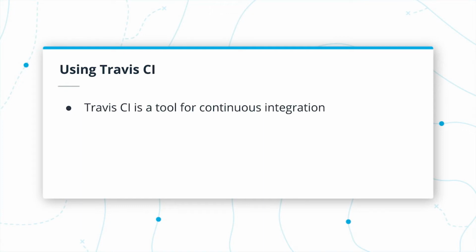Similar to how we use Docker as a tool to help us create containers, we'll be using Travis as a tool to help us with the continuous integration part of our CI/CD pipeline. Travis will build our Docker image and push it to Docker Hub.